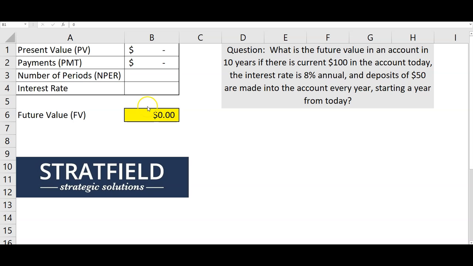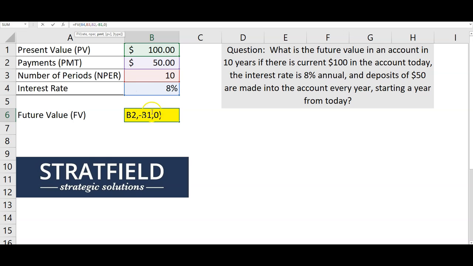I've already written the future value formula here in the yellow cell, but once I type in the inputs, I will show you how the function was actually derived. So the present value, there's $100 in the account today. We're going to make $50 worth of payments into the account, and we're going to do this over 10 years. The interest rate is 8% annual, and you'll see that the future value has come out to be a negative, and I'll explain that in a second as well.